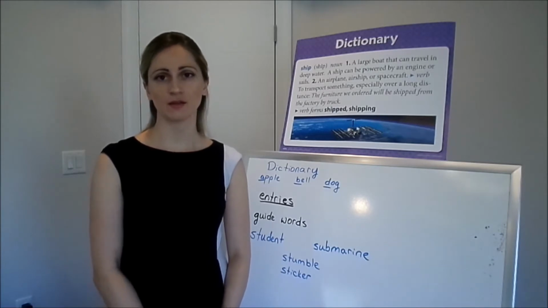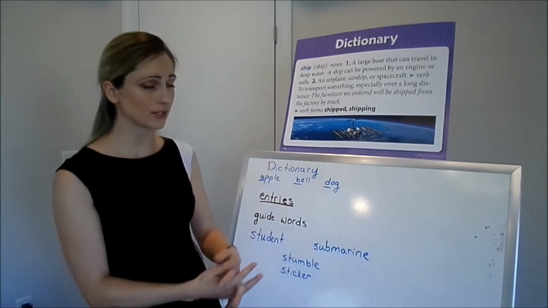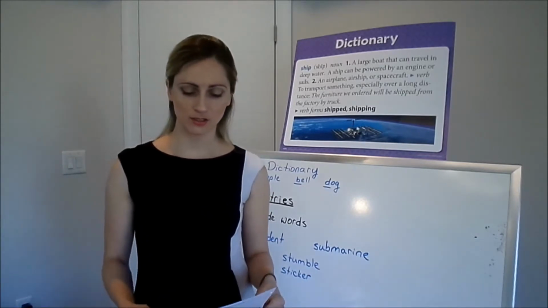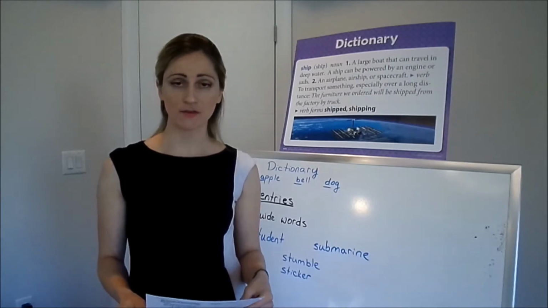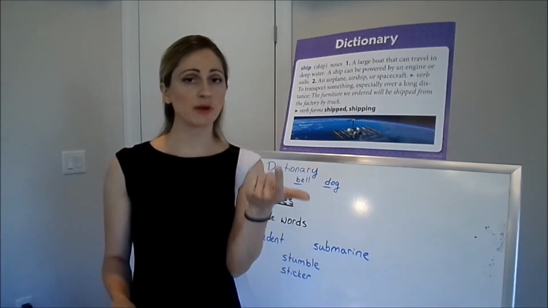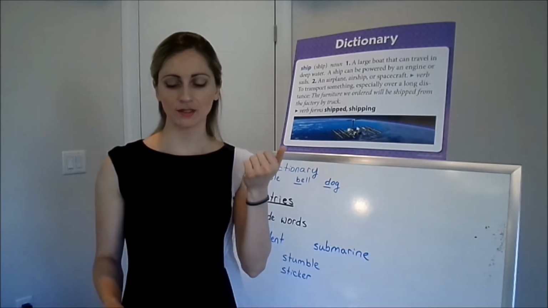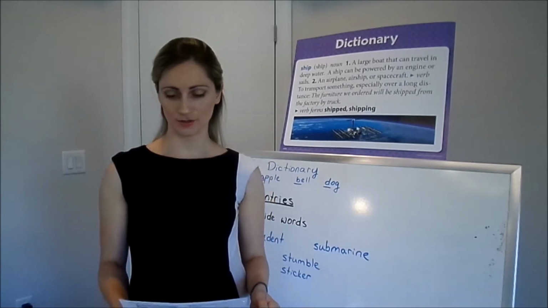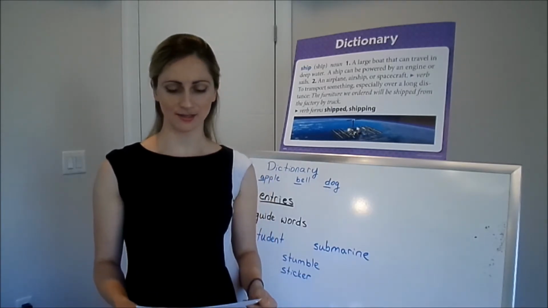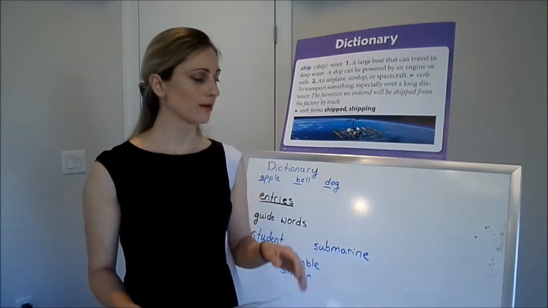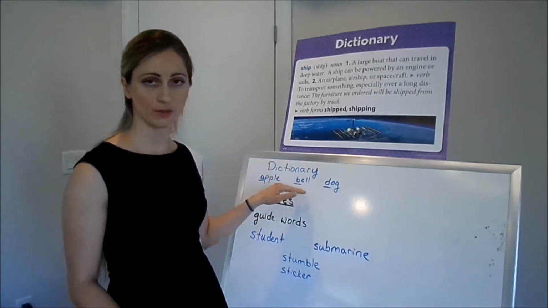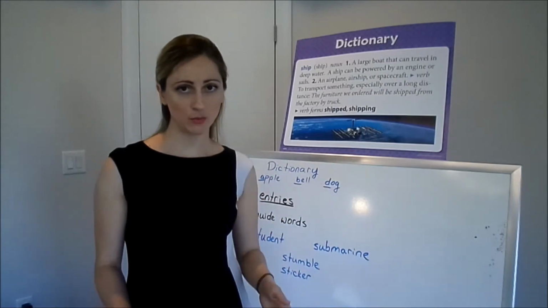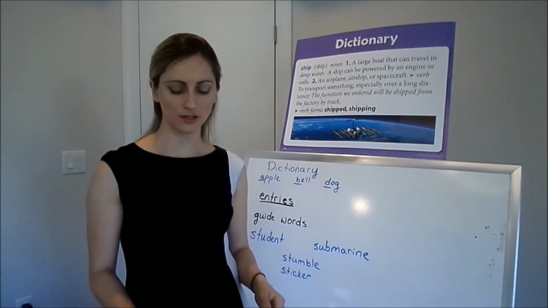So we're going to begin by introducing, of course, what a dictionary is. A dictionary is a book that tells many things about words in our English language. You can discover what a word means, how to spell a word, and even how to pronounce a word correctly. All the words in the dictionary are in alphabetical order. That means that they are in the same order as the letters of the alphabet. The word apple would come before the word bell. The word bell would come before the word dog. Of course, there are many more words in the dictionary, but they are all in alphabetical order.